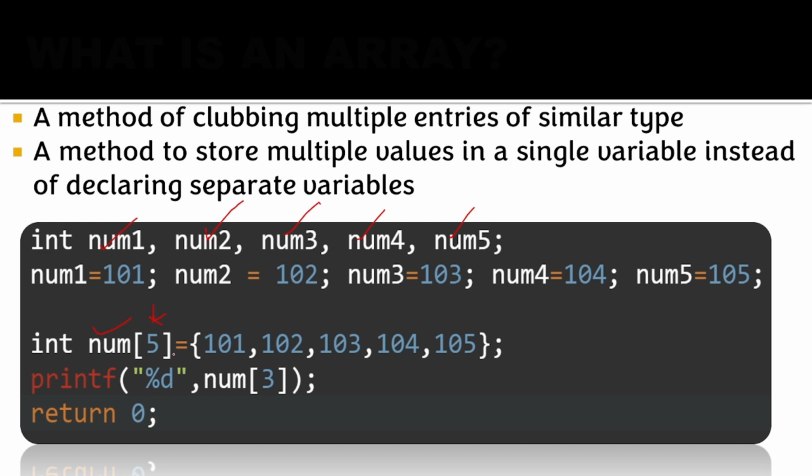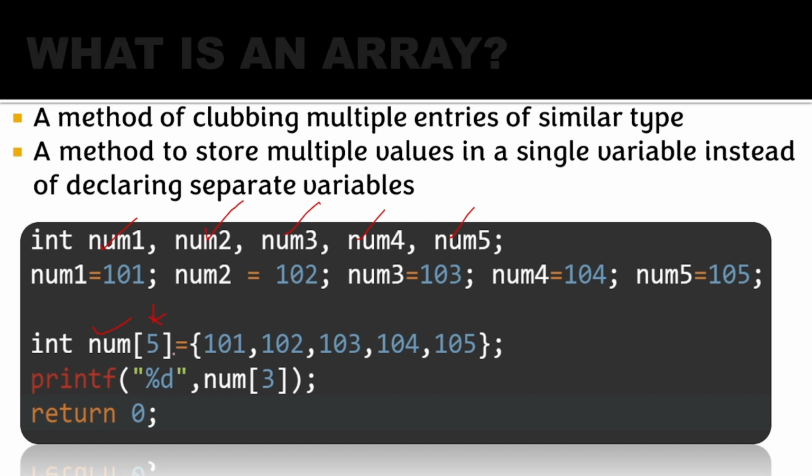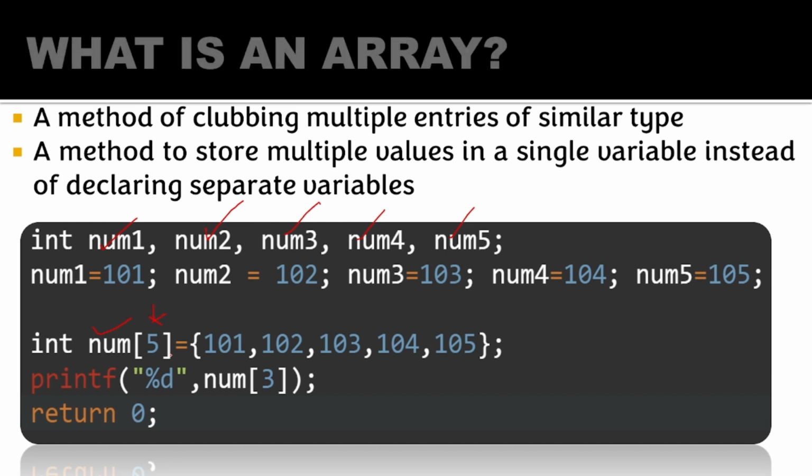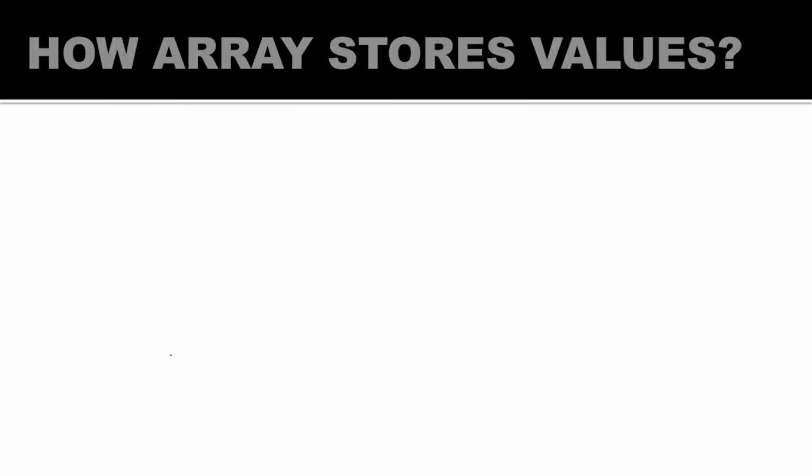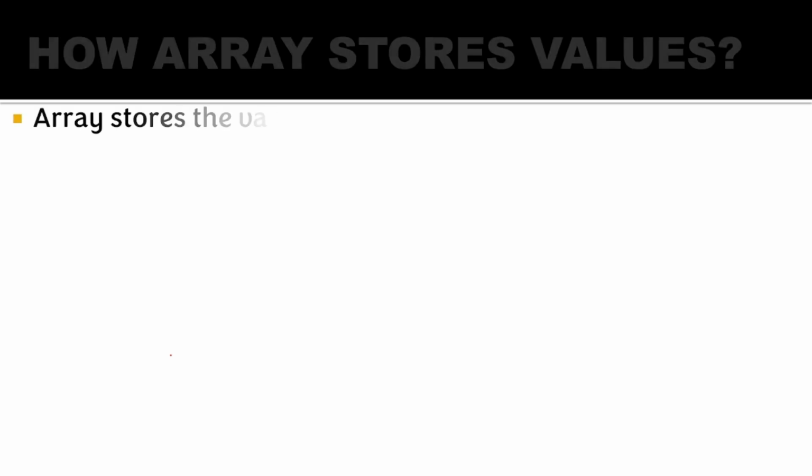So how are they differentiated? How does an array store these values? This is the next thing that we want to understand. So how does an array store those values? Let's learn.